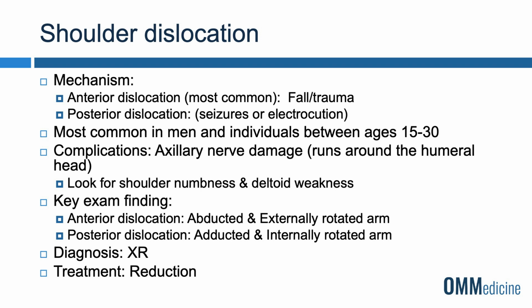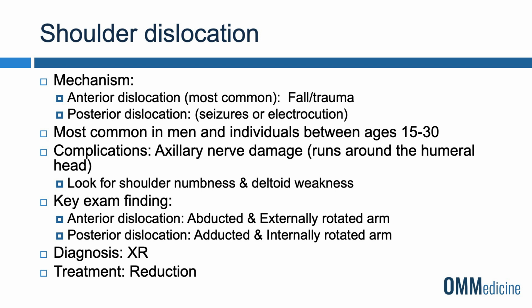Shoulder dislocations are more common in males, especially those between ages 15 and 30, and this should make sense to you because the most common cause of an anterior shoulder dislocation is trauma, and this group of individuals tends to be a little bit more rowdy, and therefore you would expect a higher incidence of trauma to the shoulders in young men.